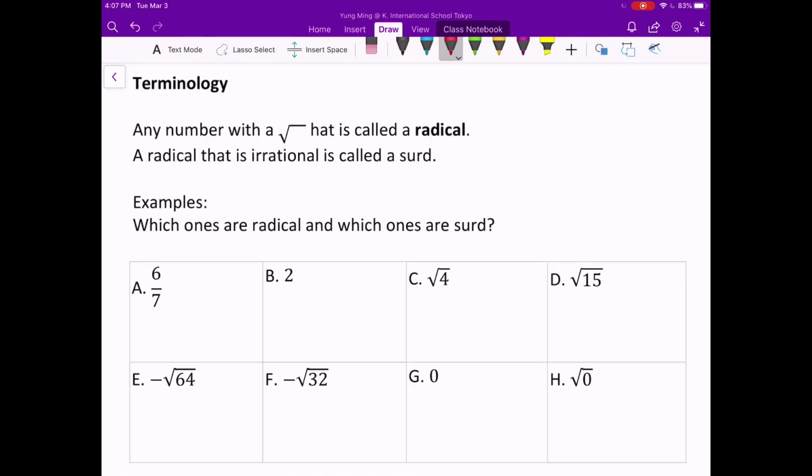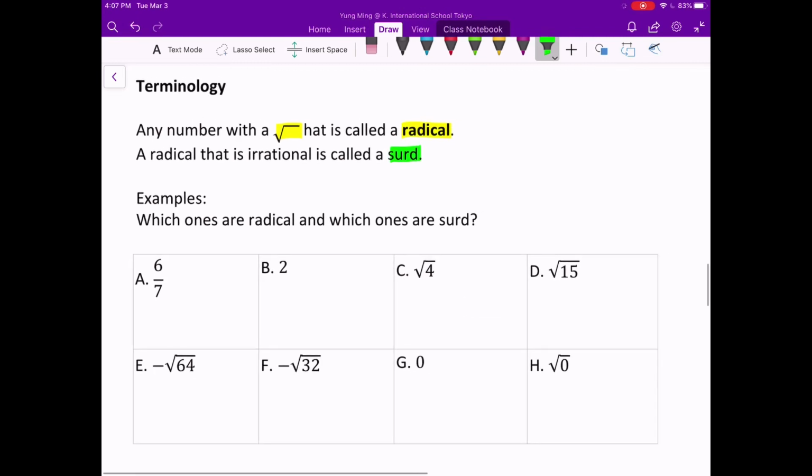Okay, so in this case, we have 2 terminologies that we need to pick up. The first one is, any number with a square root hat is called a radical. Radical. As long as you see the hat, you quickly react. Radical. A random dude walking on the street with a hat, radical. For those with a hat, if they cannot be written as a fraction, then we call that a surd. Surd. So these two things are different. Radical and surd. A surd is a special type of radical. Which ones are radical and which ones are surd?